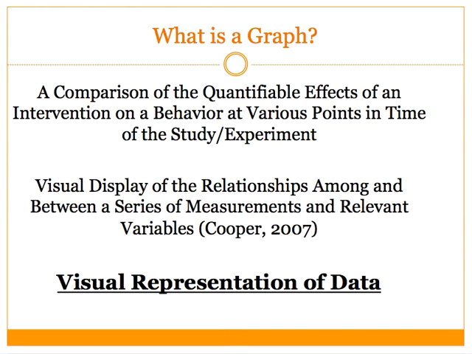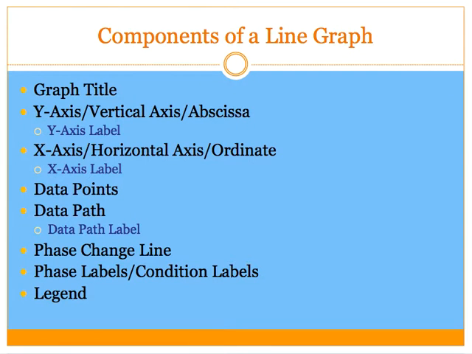There are different types of graphs. You can have a pie graph, a bar graph. Applied behavior analysis typically uses line graphs, so that is what we are going to focus on today. We're going to look at graph titles, the y-axis, the x-axis, data points, data paths, phase change lines, phase labels or condition labels. You will hear phase and conditions be used interchangeably throughout this PowerPoint. And then the legend. For the y-axis and x-axis, we will look at the labels, and also for the data path, we will look at the labels.